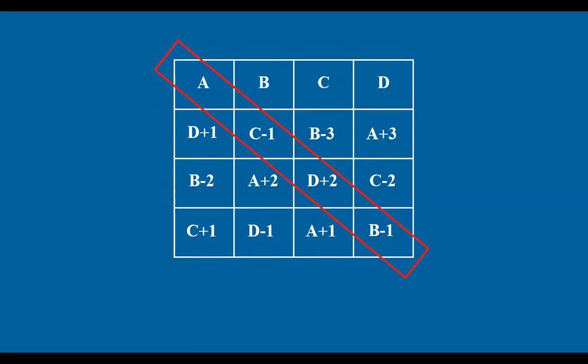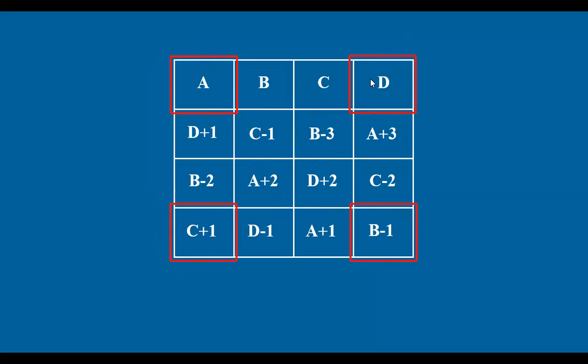If you take the diagonal also, the same thing is happening here. A, B, C, D elements are there. Minus 1, that is minus 2, plus 2. Minus 2, plus 2, nullified. You take the other diagonal. This is plus 2, plus 1, that is plus 3, minus 3. So the effect is nullified.